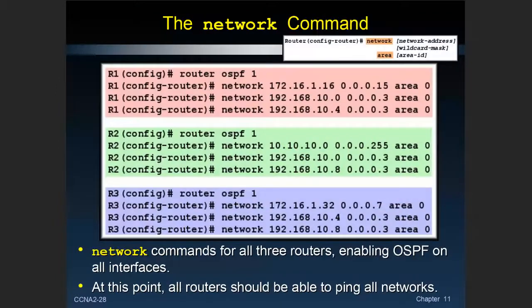So here's our network command. R1 has the network 172.16.1.16, and it has those point-to-point networks with the subnet mask 255.255.255.252, so they became the wildcard mask of 0.0.0.3. You could have said network 0.0.0.0 with one line only on each of these three routers, and it would have worked just as well. But this is the official method of doing it. You should know how to put in the wildcard mask equivalent of the subnet mask.